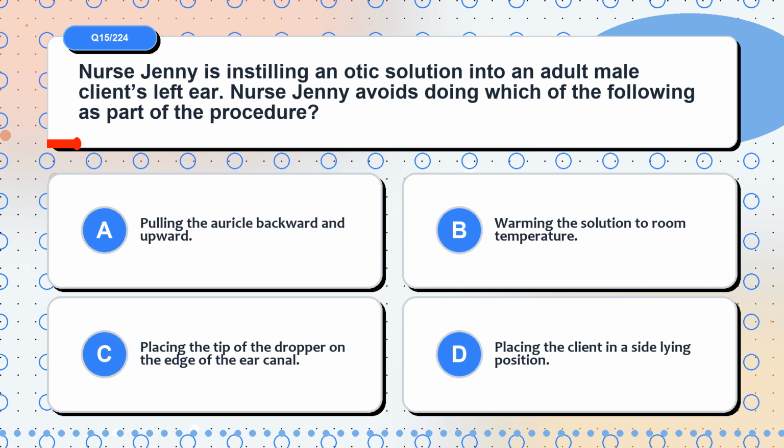Question 15. Nurse Jenny is instilling an otic solution into an adult male client's left ear. Nurse Jenny avoids doing which of the following as part of the procedure? Here are the options. Option A. Pulling the auricle backward and upward. Option B. Warming the solution to room temperature. Option C. Placing the tip of the dropper on the edge of the ear canal. Option D. Placing the client in a side-lying position.